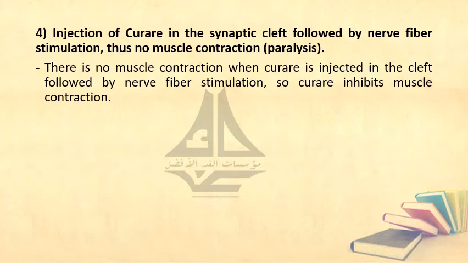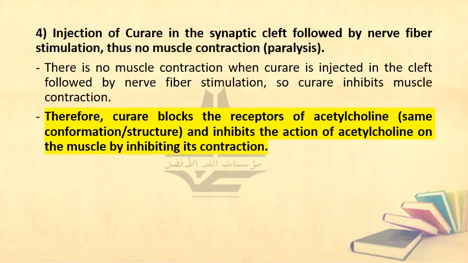Finally, here you are going to identify a new neurotransmitter. It is called curare. Here let us check out the function of curare. Look at this experiment, you will be able to know its function. Injection of curare in the synaptic cleft followed by nerve fiber stimulation, thus no muscle contraction, paralysis. They are telling you that when they added curare in the synaptic cleft, and when they applied a stimulation to the axon, there was no muscle contraction.